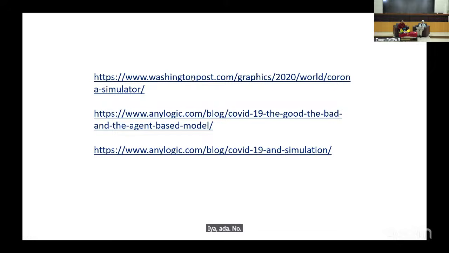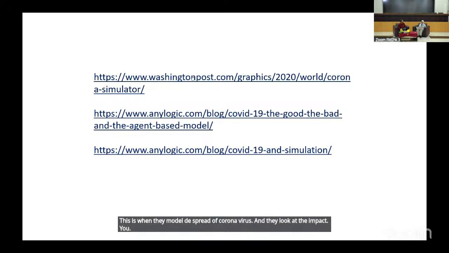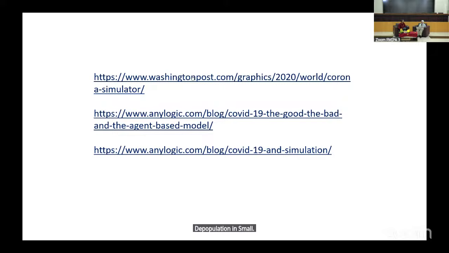Yeah, I don't know if I can do this. Oh yeah, this is when they model the spread of coronavirus and they look at the impact. If the population is small, very quickly people actually get ill. So when people move about randomly, there is no... Oh, sorry. Okay, so it's fine then. There is nothing in here. Okay, sorry about that. We just move on. Okay, so I'll carry on then.